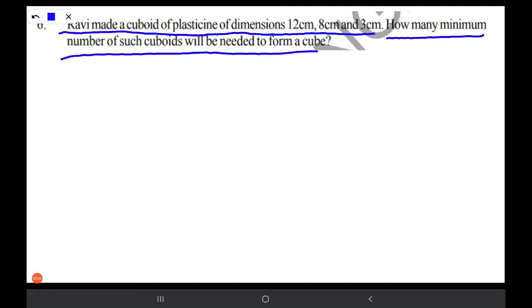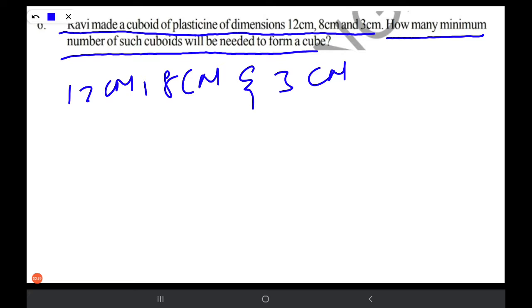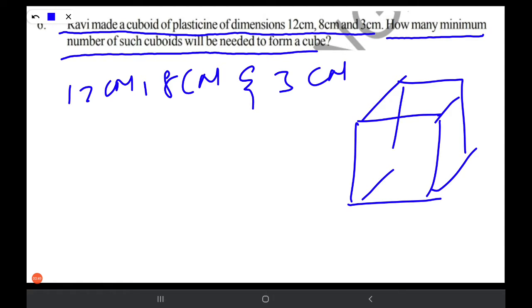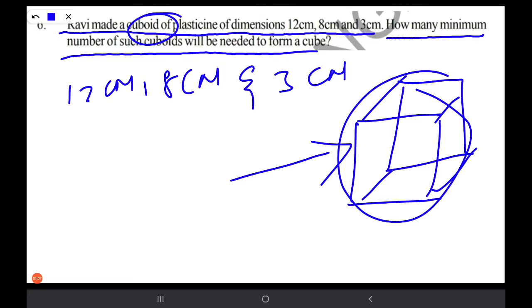So Ravi made a cuboid of 12 centimeter, 8 centimeter and 3 centimeter dimensions. So he needs to form a cube. So to form this cube, how many such cuboids are needed here? So we have to find that number here. We have to find the number of cuboids to form this cube, or we can call it the number of cuboids needed to fill this cube.